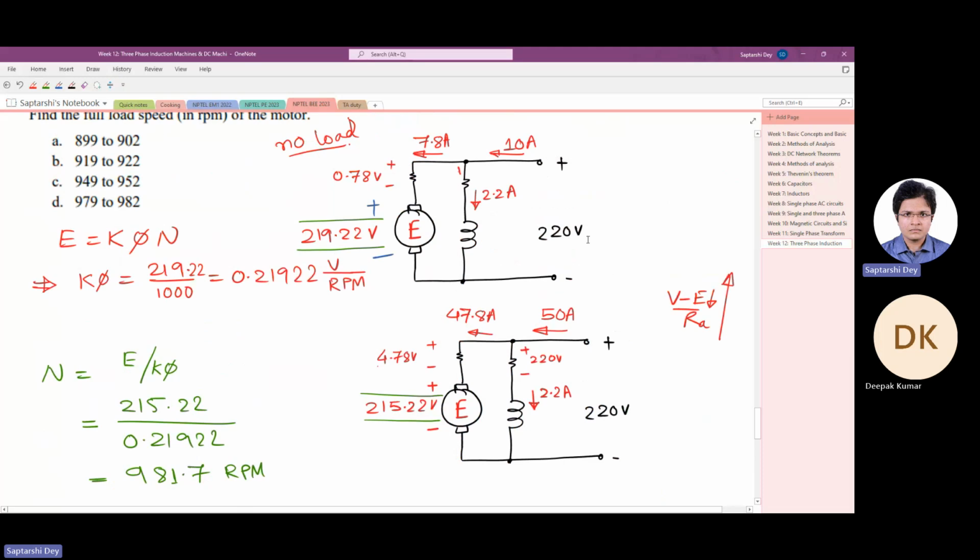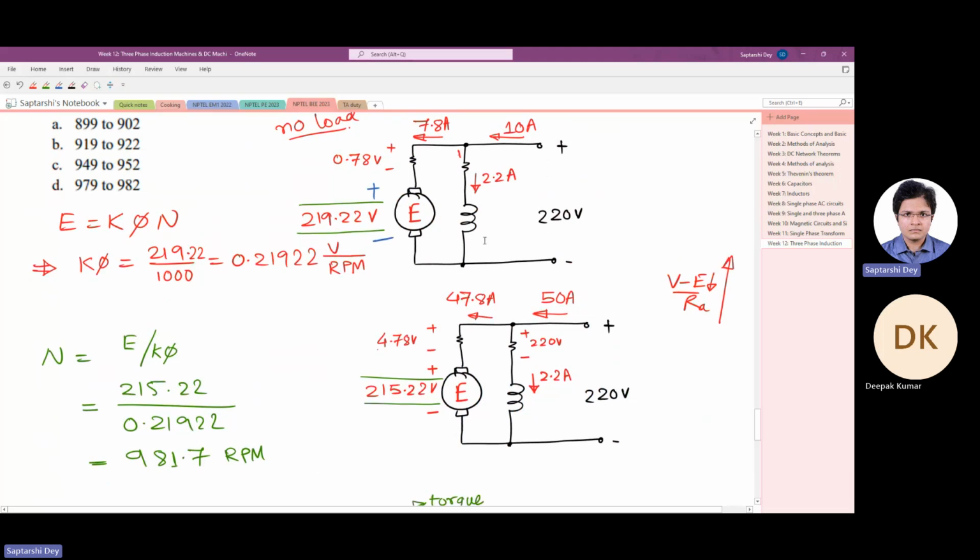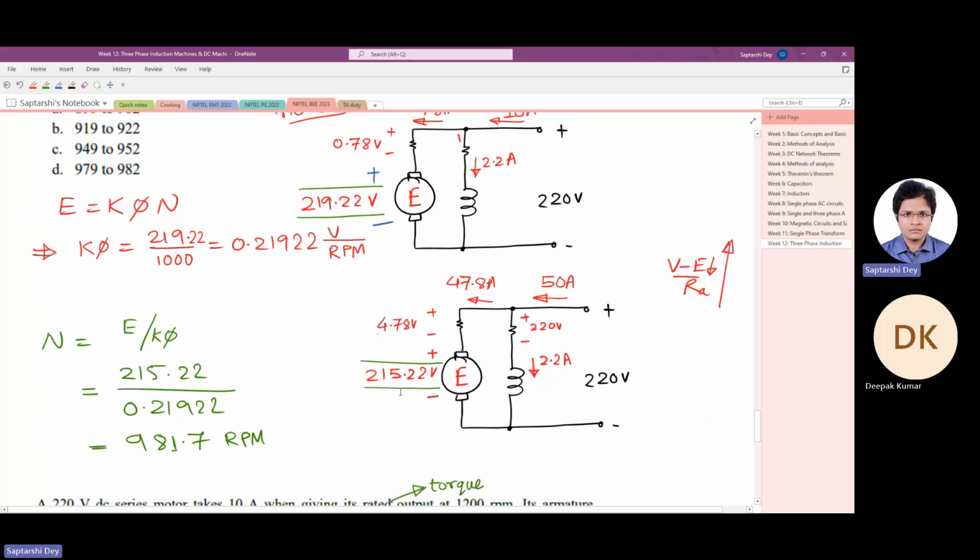Just to give you an idea, see for example both the cases. This machine is rated for 220 volt. At no load, the back EMF was 219.22. At full load, it reduced only to 215.22 volt. Try to get an idea here: if it is a 220 volt DC motor, the back EMF is somewhere here at full load also. It can never happen that a DC motor rated for 220 volt has a full load back EMF of 10 volt.